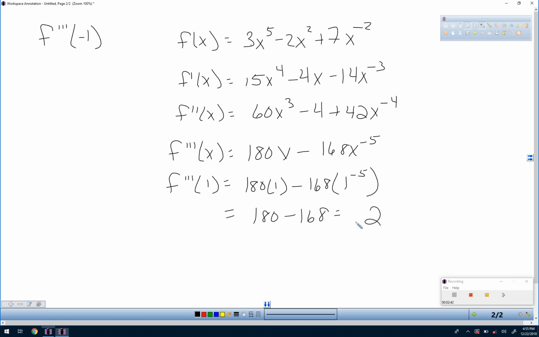Sorry, I should be substituting in -1 for x. So -1 to the -5th power is still -1, so the term becomes positive. And so then 180 plus 168, that would give me 348. So that would be the answer for that problem. So do watch out for your signs.